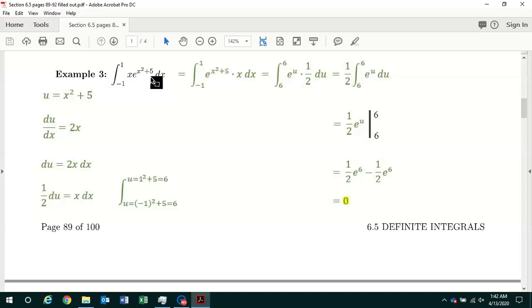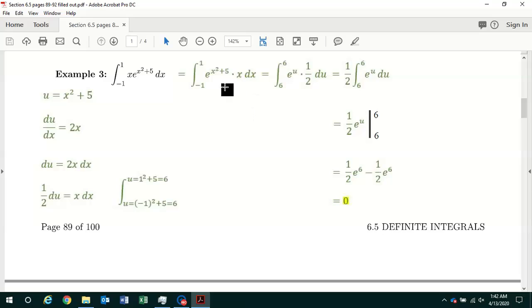So we set u equal to x squared plus 5, then the derivative of u with respect to x is equal to 2x. Multiply both sides by dx, and we get du is equal to 2x dx. Divide both sides by 2, and we have 1/2 du is equal to x dx. So in our original definite integral up here, we can switch the order of multiplication in the integrand, and we have e to the x squared plus 5 times x dx.